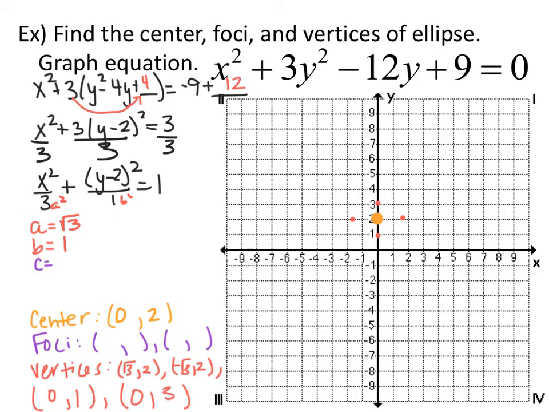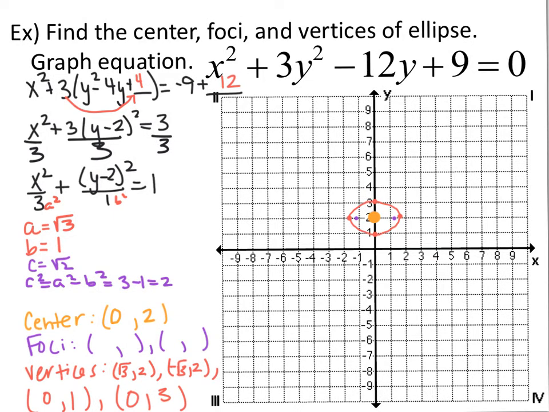So the last part is I need to find out where my foci are. So I need to find my c value. Remember that c squared is equal to a squared minus b squared. So c squared is equal to 3 minus 1, which is 2, which means c is the square root of 2. So I'm going to go the square root of 2 along my major axis, so in this case the x direction, and those are going to be my foci.